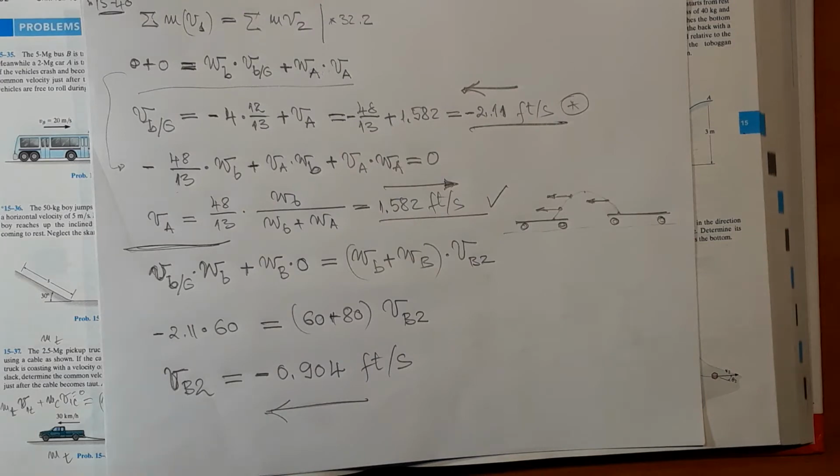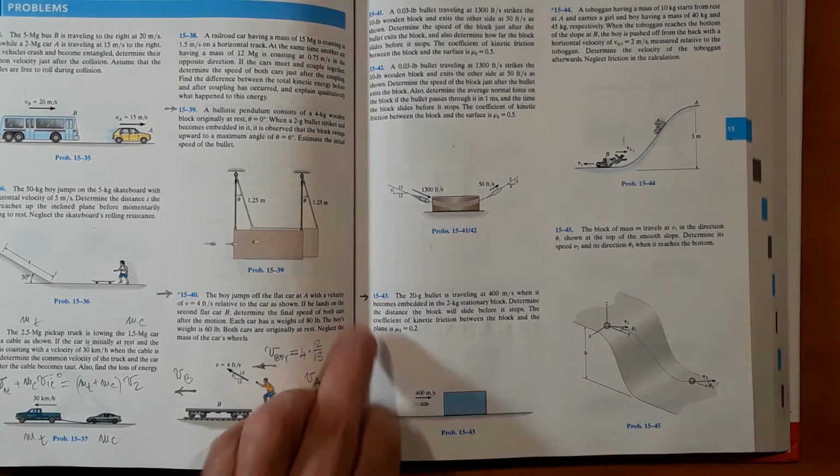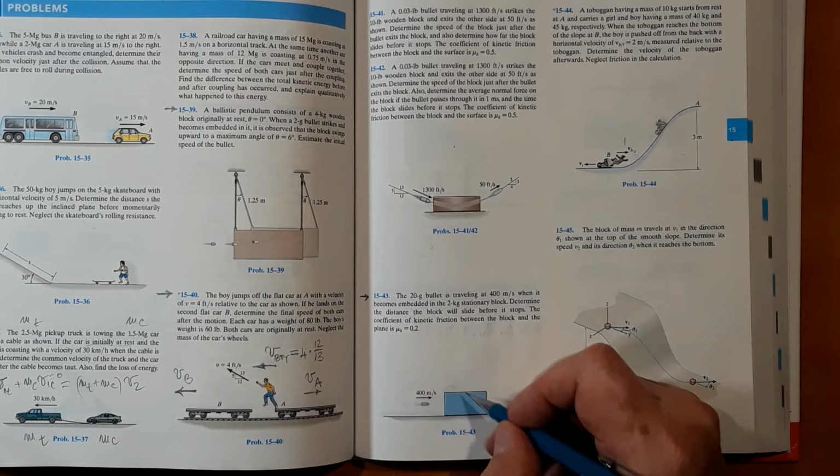Okay, so let me pause and choose another problem. All right, next problem I'm going to solve is 1543. And what do we have? We have a 20-gram bullet traveling at 400 meters per second and strikes a stationary block.